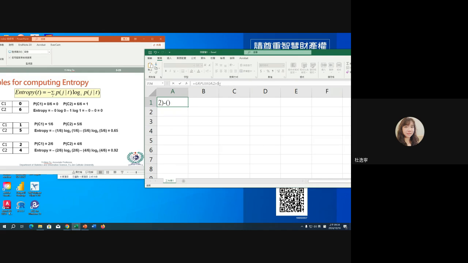Another one, another one is 5 divided by 6, plus, that plus multiply.